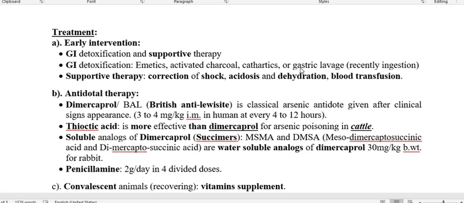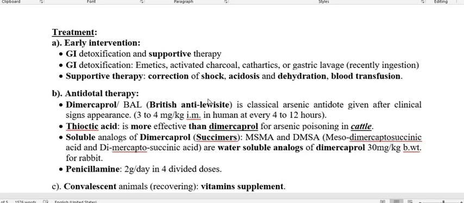So after the washing out of the GI tract, if you still think that things remain in the GI tract, then you have to go through the adsorbent therapy with the cathartics by giving the activated charcoal. So first is the emetic. If this does not work, go through the gastric lavage. If still things remain in the GI tract, go through the adsorbent therapy, and these all come under the supportive therapy.